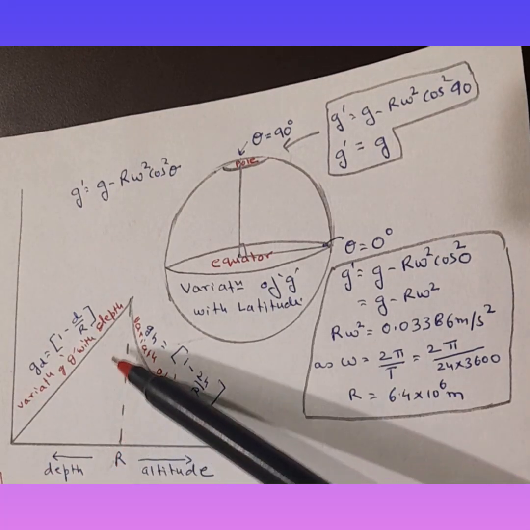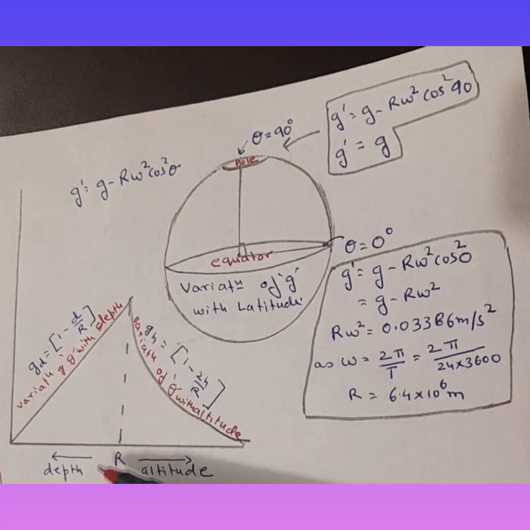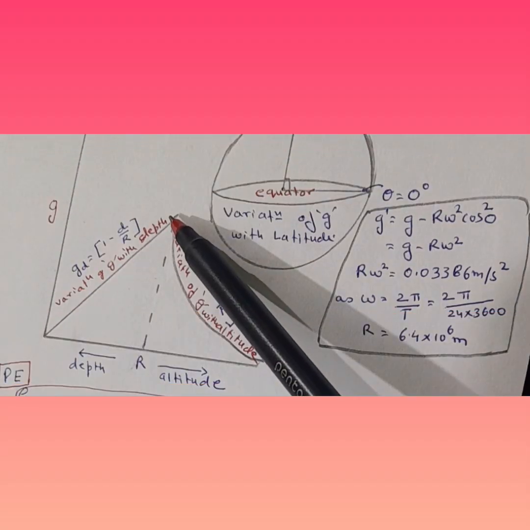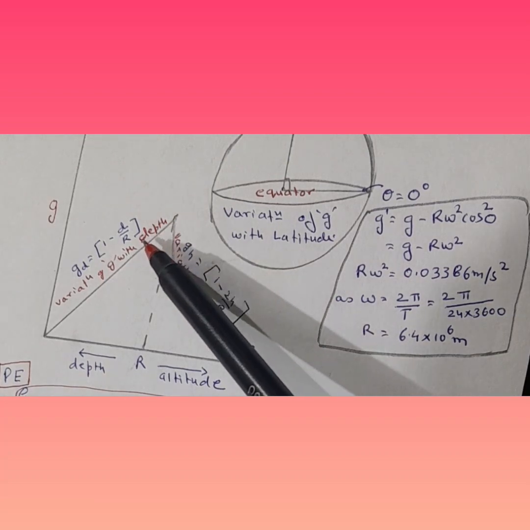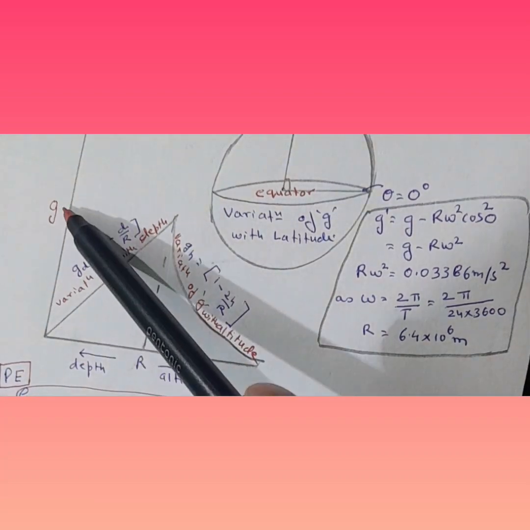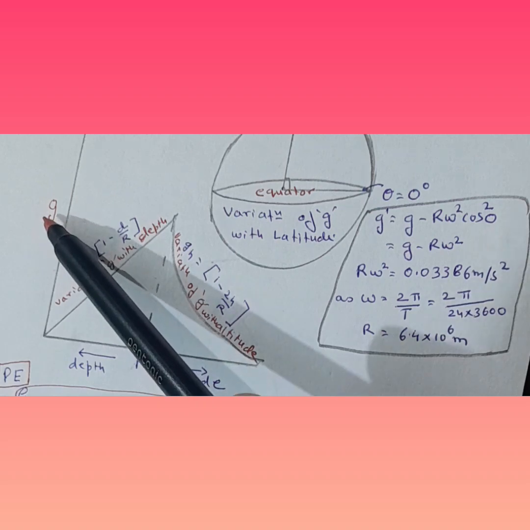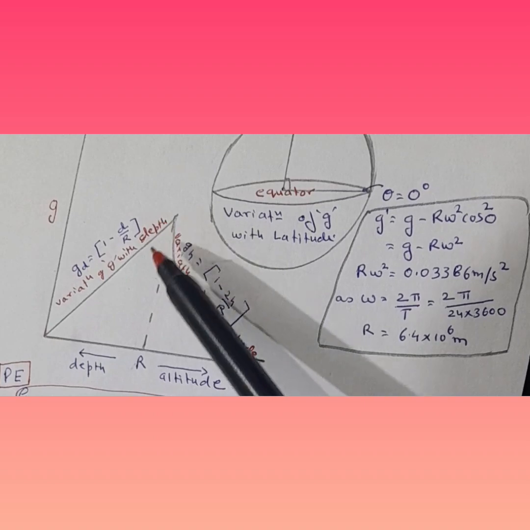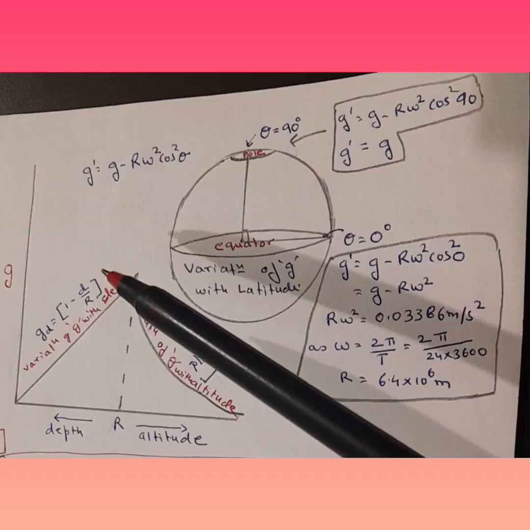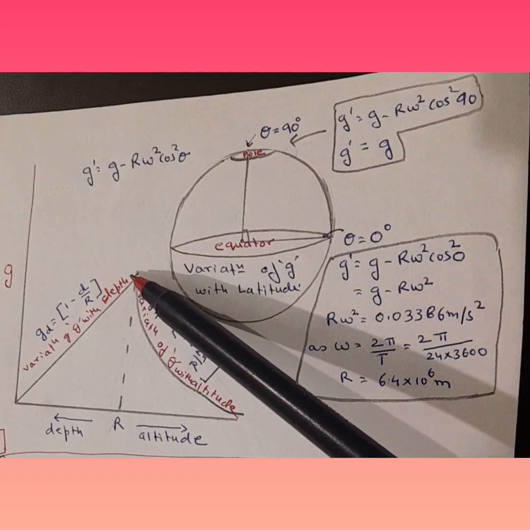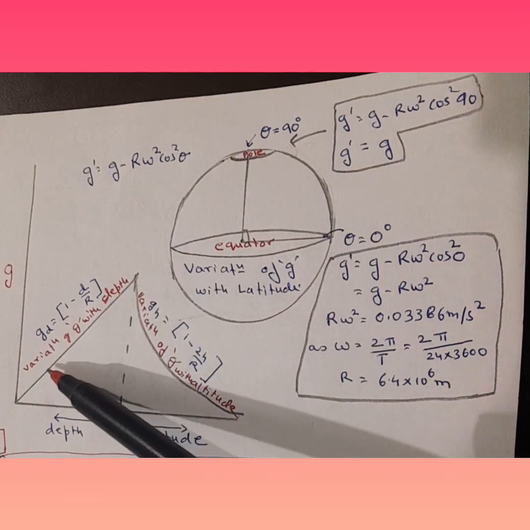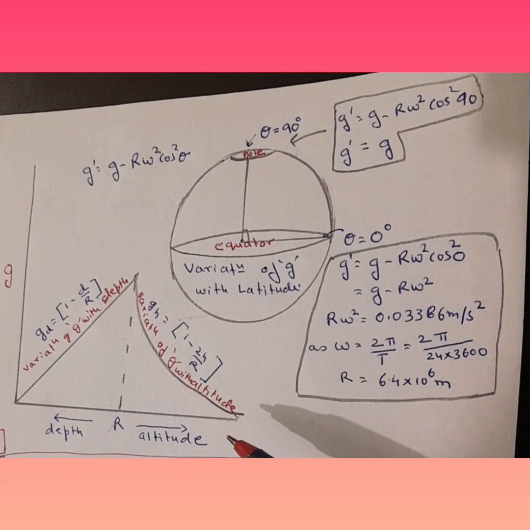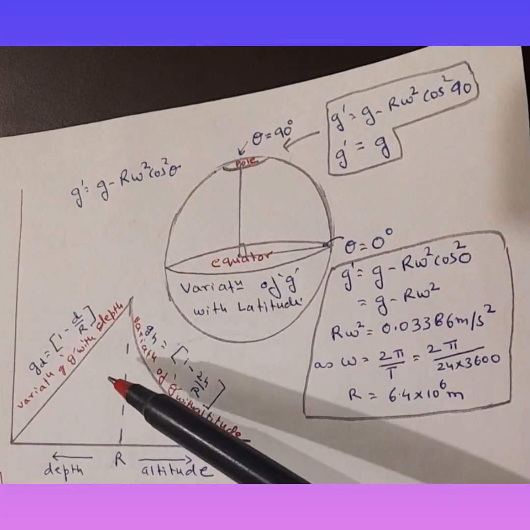Now, this is the surface of Earth, the radius of Earth, and this is the depth and this is the altitude. In either case, we find that the gravity keeps on decreasing. The y-axis is gravity. So gravity keeps on decreasing with depth and it keeps on decreasing also with height. The difference that we observe is that this goes down linearly, whereas this goes down in a curve. So this graph is done.